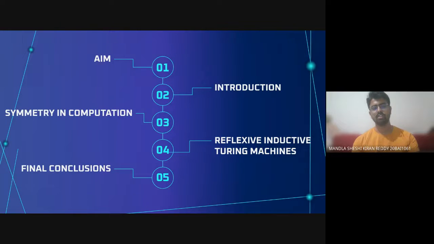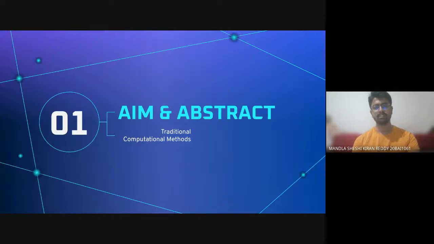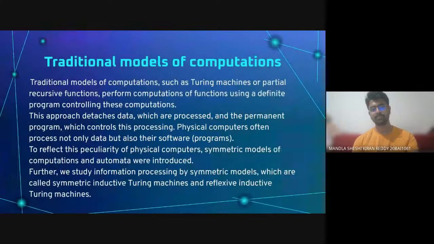So, this presentation has five contents: the aim, the introduction, the symmetry in computation topic, the reflexive inductive Turing machines, and the final conclusions will be provided. The first part is the aim and the abstract. In the aim and the abstract, we have a brief note about the traditional computational methods, the basic Turing machines.